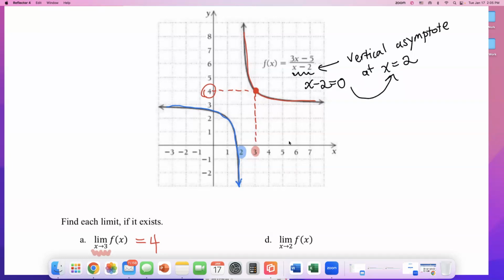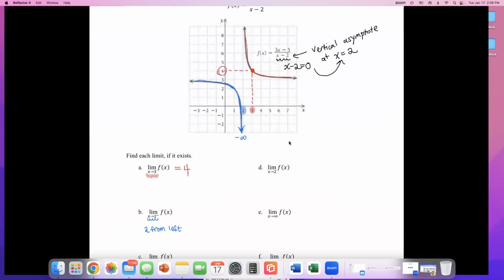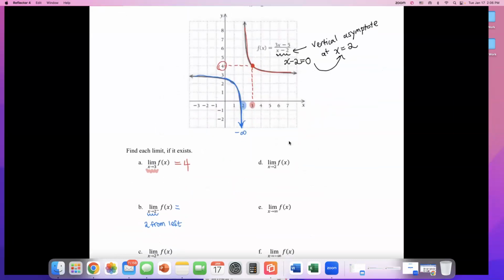So the left side of the graph, this blue one, was going straight down as it gets really, really close to 2 from the left. So what I'm going to say is it's going down, right? So the limit, well, it doesn't really exist, but it's going to negative infinity. So I'm going to say negative infinity. It doesn't exist, but it's trying to go to negative infinity.